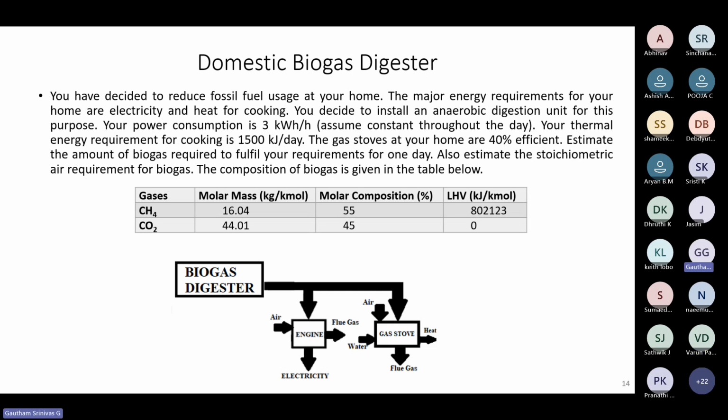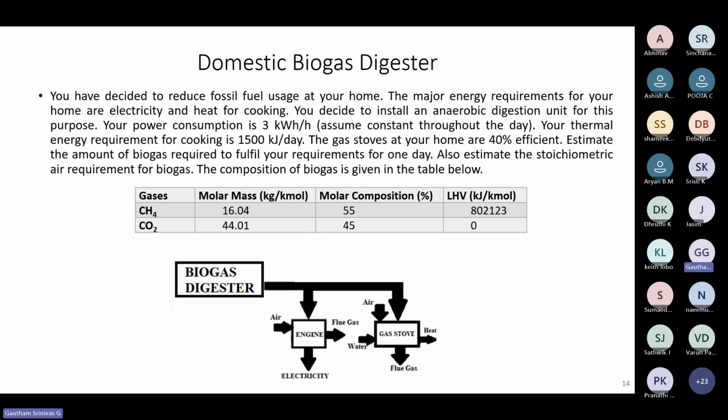So 15,411 kilojoule per kg. That is the LHV of biogas. So from here, you know how much kilojoules you need. You have calculated it just now. So if you burn 1 kg of biogas, how many kilojoules are produced? You know that. So calculate how many kgs are required. That's it.